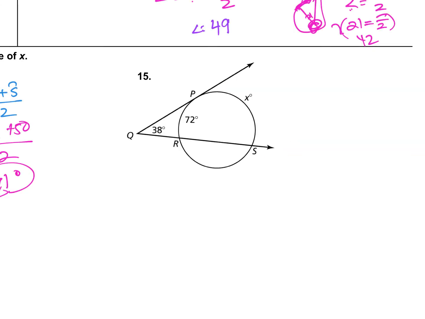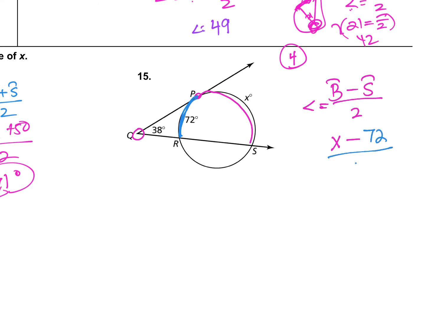All right, so let's do number 15. So where is the vertex? It is outside. So we're going to be doing equation number 4. With that, it says the big arc minus the small arc divided by 2. So the angle equals the big arc minus the small arc divided by 2. So what do I have? The big arc is from P to S. So what is that? That is x. Minus, what is the small arc? The small arc is from P to R. So it's on the inside, which is 72. Divided by 2 equals, what is the angle? The angle is right here, 38.